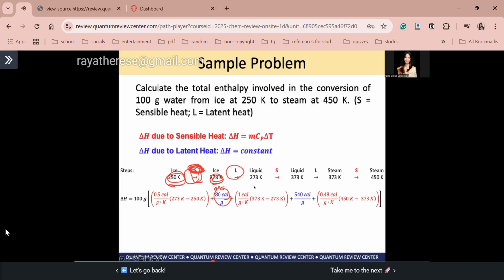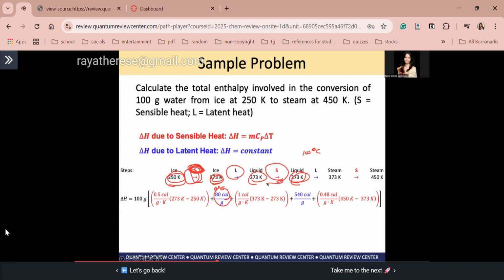Step 3, liquid at 273 Kelvin, when the temperature increases until 373 Kelvin or 100 degrees Celsius, okay, it would have reached the normal boiling point. So at this point, guys, from raising the temperature of the liquid from 273 Kelvin to 373 Kelvin, you have a temperature change, right? 273 to 373. That's why it has an accompanying sensible heat.